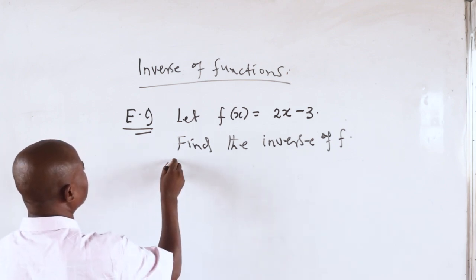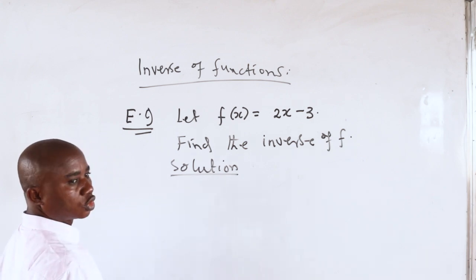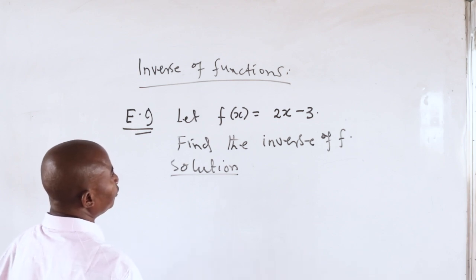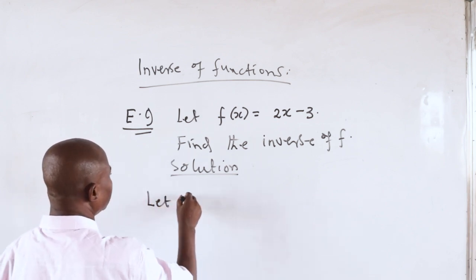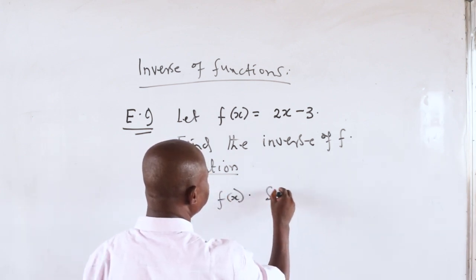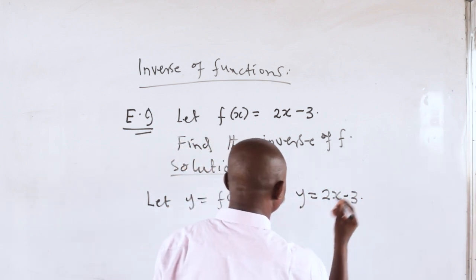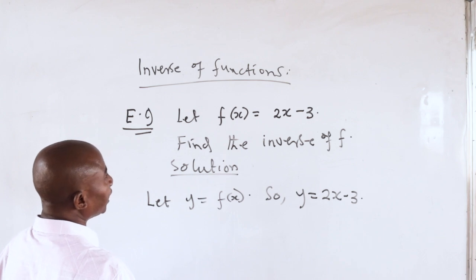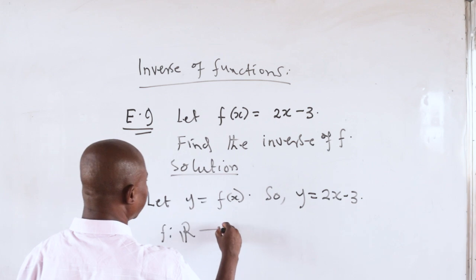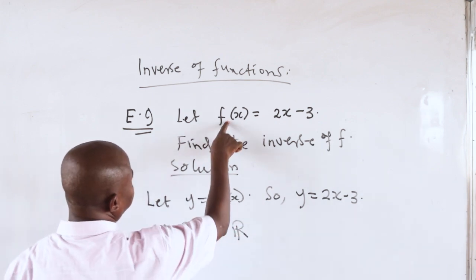To solve this problem, let us call f(x) y, just for ease of notation. So we do this: let y be equal to f(x). When this happens, we have that y = 2x − 3. Here, our function f goes from R into R. So our goal is to find the inverse of f.